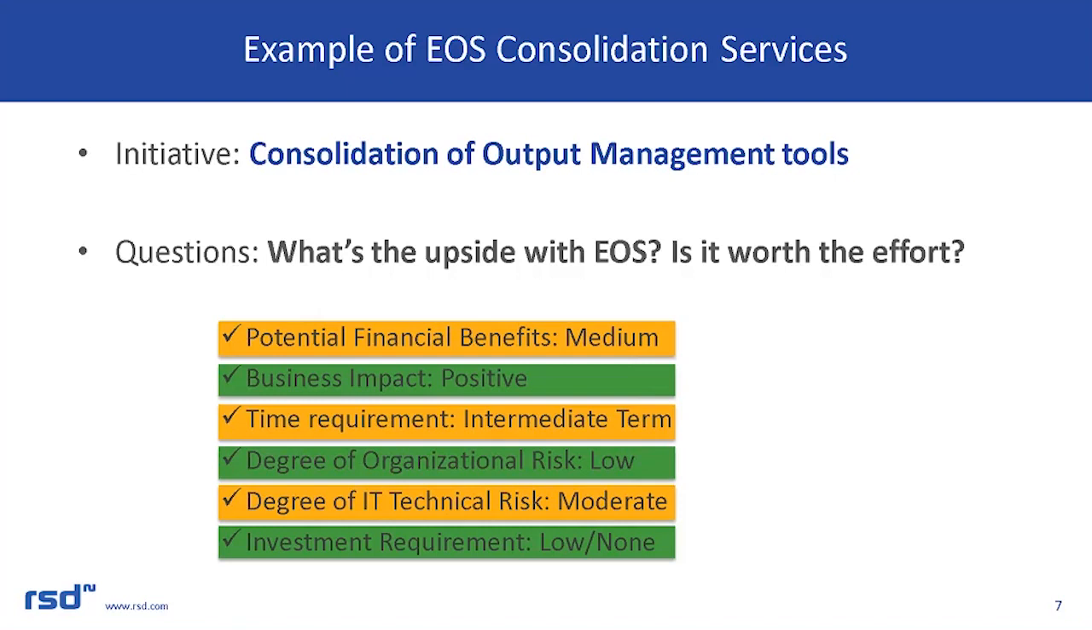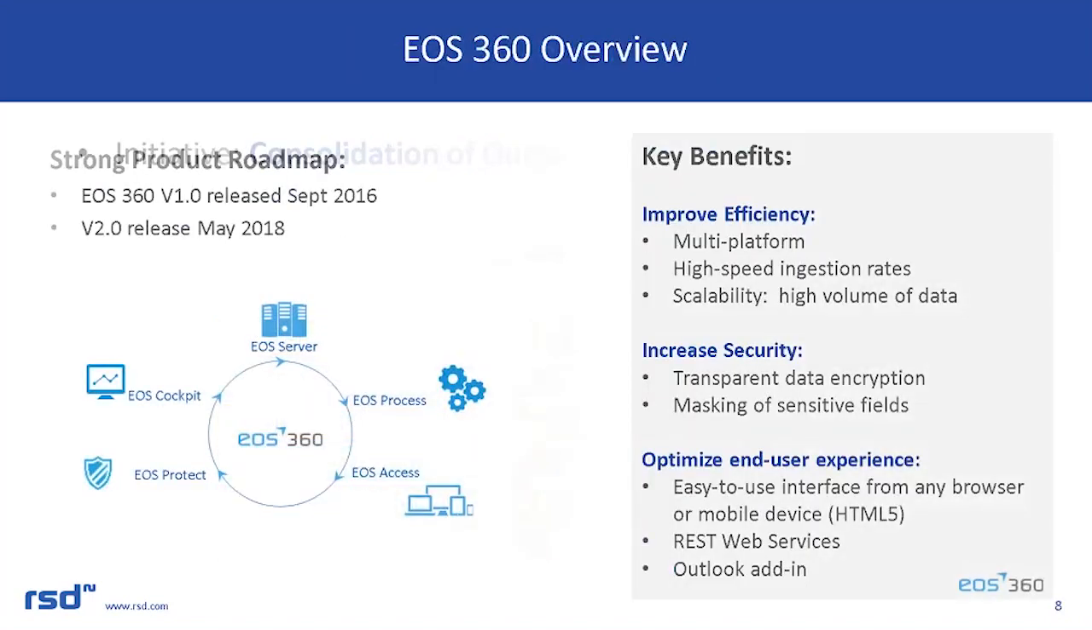Well, now that we've made a compelling argument for consolidating on EOS 360, we're going to go forward with an EOS 360 overview to show some of the features and benefits of the product. In this slide, we see the EOS 360 roadmap on the left, and the key benefits on the right.